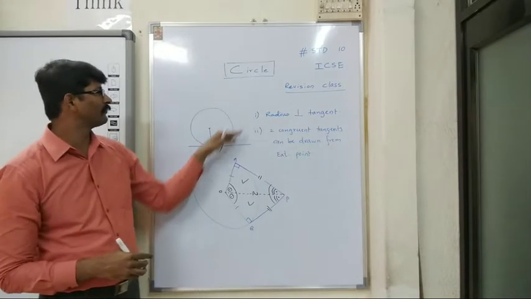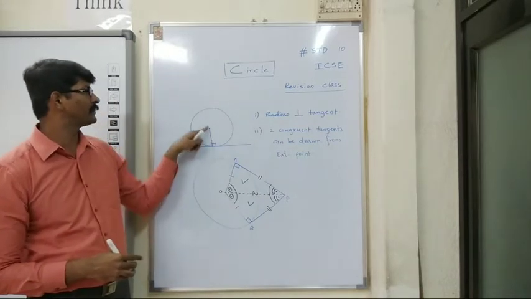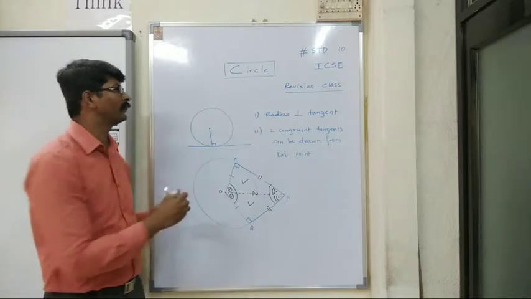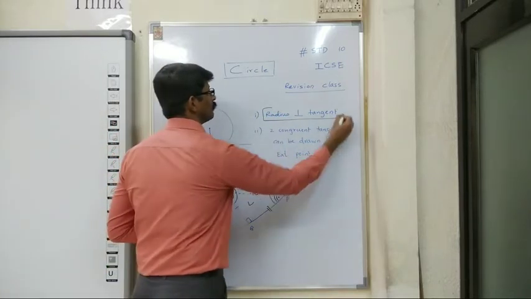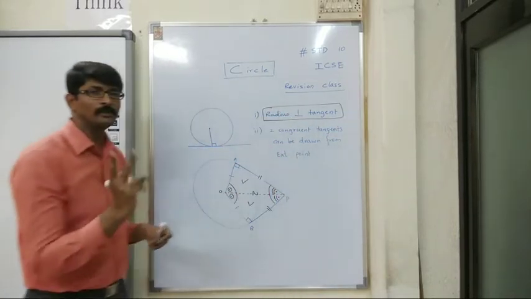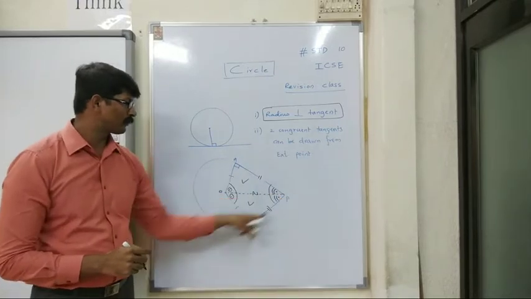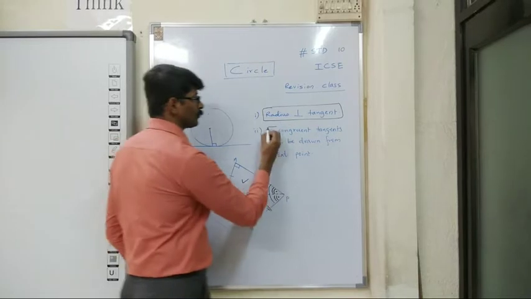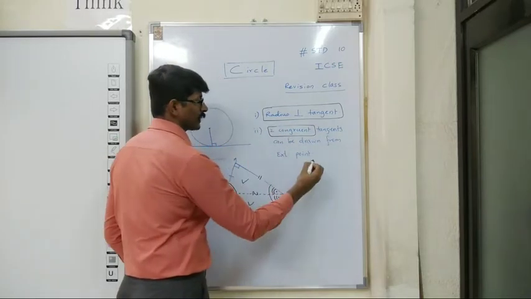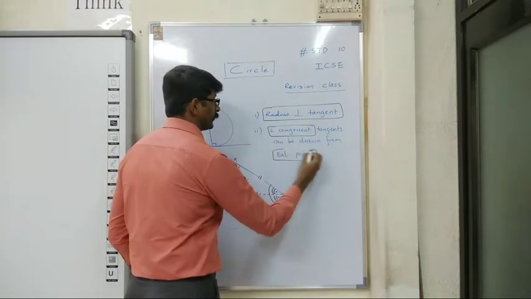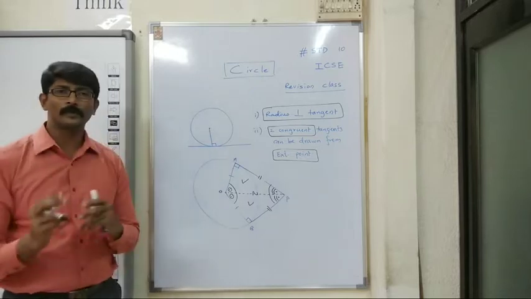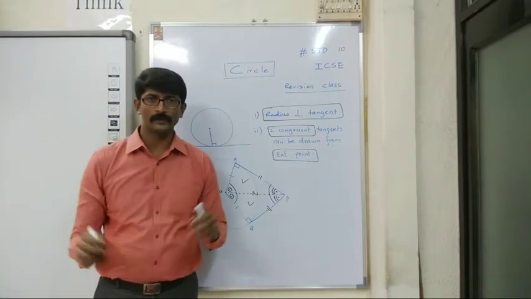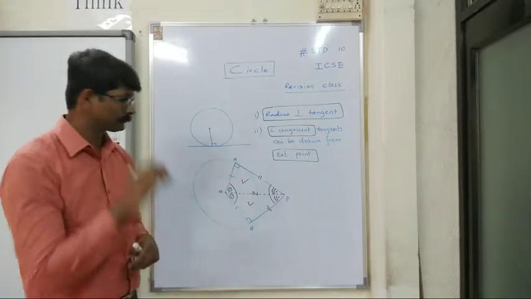So by now we have completed two properties. One thing is radius and tangents are always perpendicular. That's number one. And number two, only two tangents can be drawn from an exterior point, and that too they are congruent. Only two congruent tangents can be drawn from an exterior point. I hope these two properties you have already made a note. In case not, please do it.